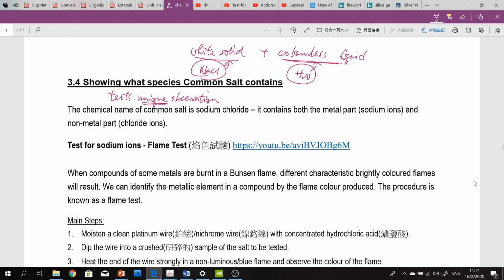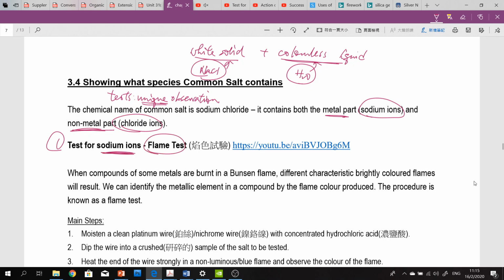It comprises two parts. One is the metal part, which we call sodium ion, and the other one is the non-metal part, which is chloride ion. We are going to do two tests separately: one for testing the metal part, the other for the non-metal part. To start with, it is the test for the sodium ions, the metal part.